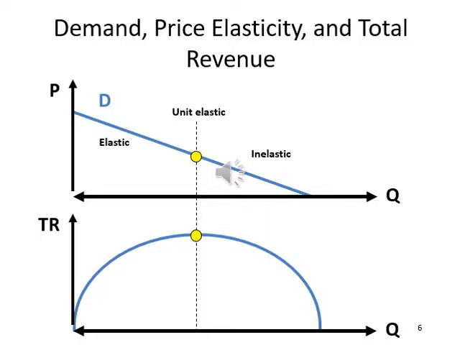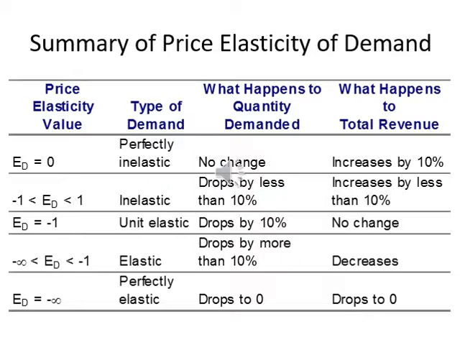The bottom graph shows the change in total revenue depending on the price elasticity. The table summarizes change in total revenue with respect to elasticity value. Elasticity changes along a straight line demand curve.